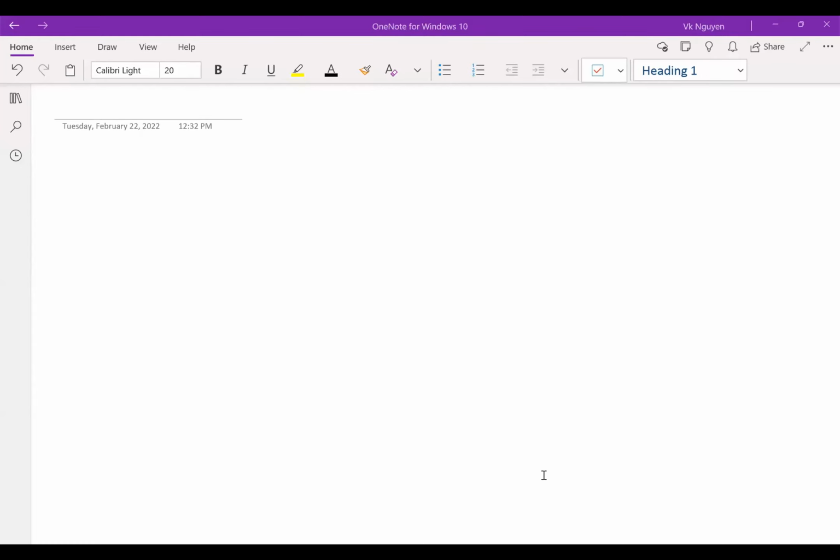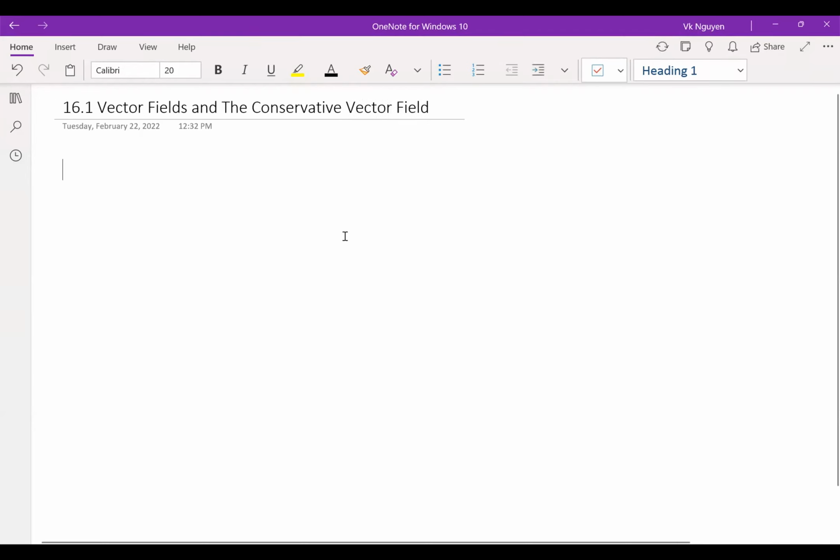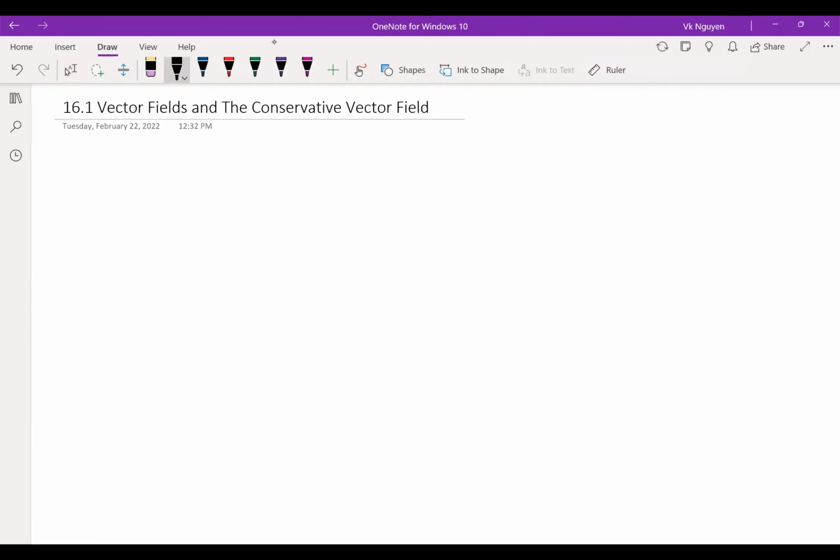So today we're gonna begin section 16.1. This vector field and the conservative vector field. Okay, so number one. Vector field.